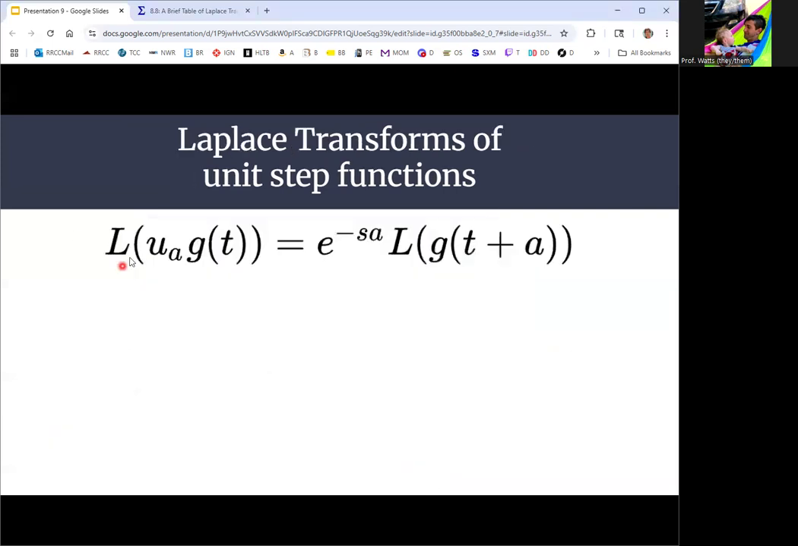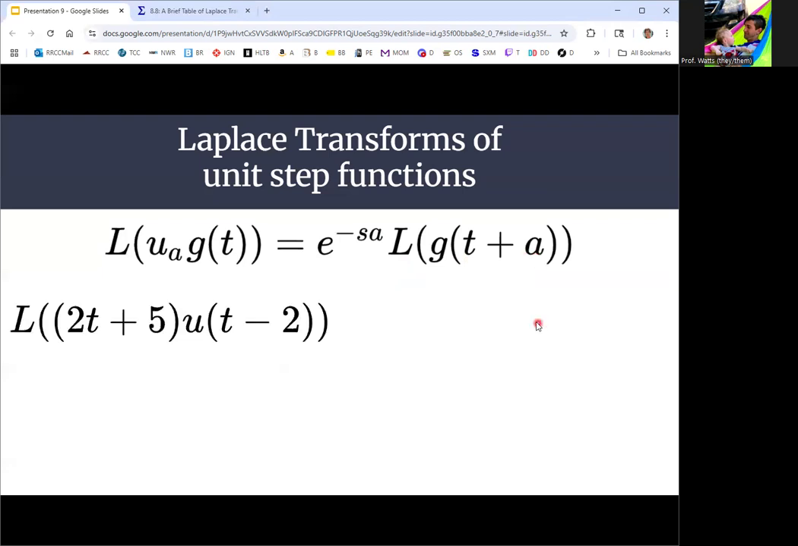So here's a formula for the Laplace transform of a unit step function that steps up at a times some function of t, which we're calling g. And what happens is the unit step function gets traded off for an exponential, e to the negative s times that value of a, whatever that is. And then you'll still need to take the Laplace transform of g, but before you do that, you'll need to shift it by that same value a.